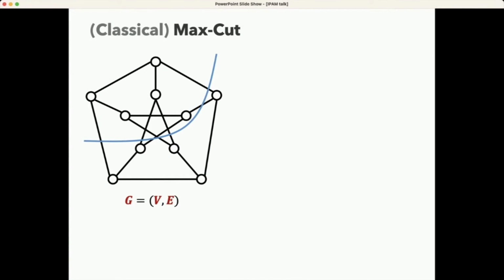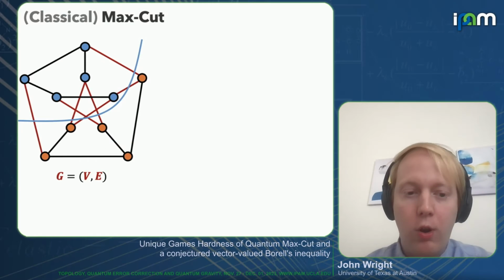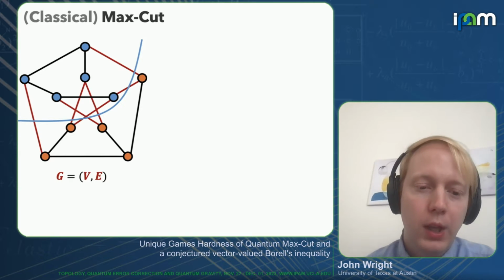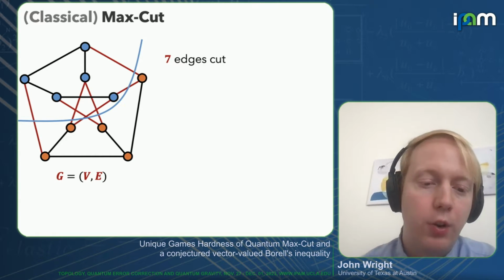So before I tell you about quantum max cut, let me tell you about the classical problem of classical max cut. In the problem of classical max cut, you're given a graph G equals (V, E), and what you want to do is find a cut of the graph. So you want to partition the vertices of the graph into two sets so as to maximize, in this case, maybe we have one set is a blue set, the other one is the orange set, and what we want to do is count the number of edges that cross the cut, that go from a blue vertex to an orange vertex. This cut cuts 7 of the edges in the graph.